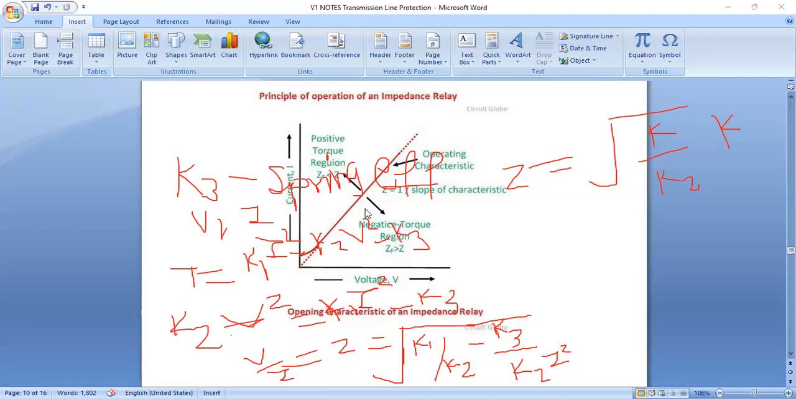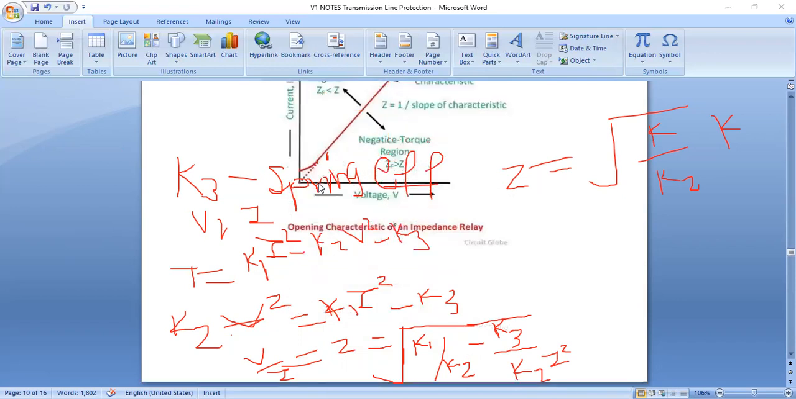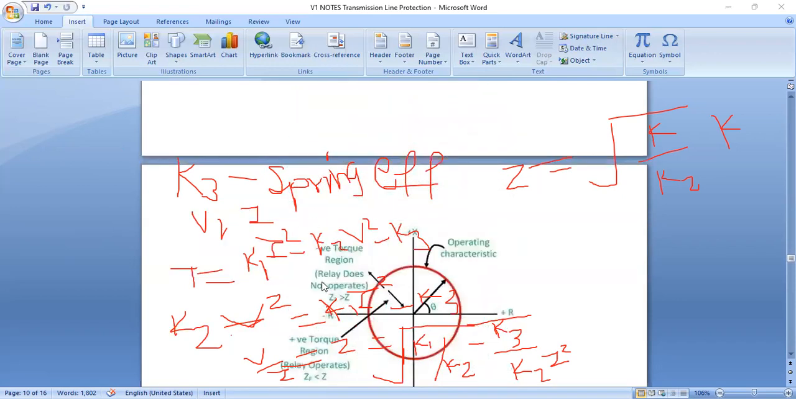For the positive region, the impedance of the line is more than the impedance of the faulty section. Similarly for the negative region, the impedance of the faulty section is more than the line impedance. So this is for the positive torque region, and this is for the negative torque region. The impedance of the line is represented by the radius of the circle.